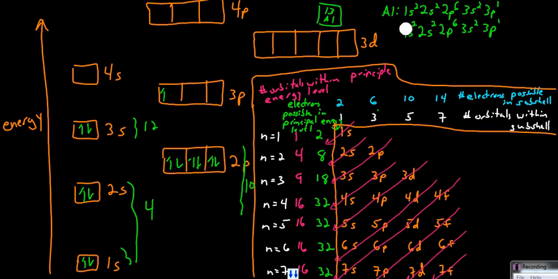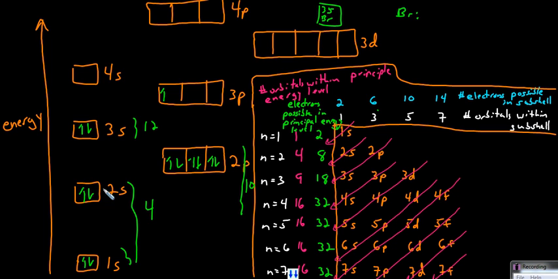Let's try, how about bromine? Okay, bromine. Now, bromine has an electron configuration. Actually, how many electrons does it have? On the periodic table, its atomic number is 35. So we get to write up to 35 electrons.